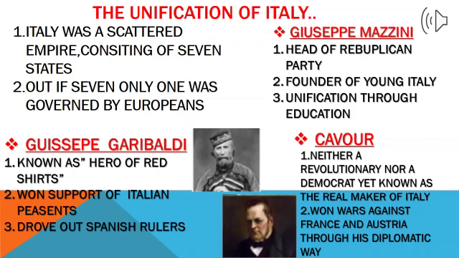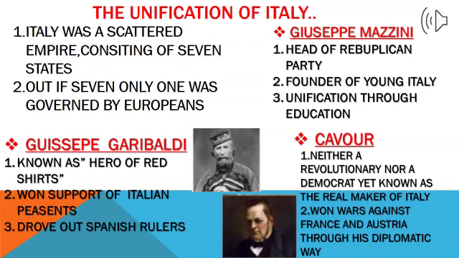So, the requirement of unification of Italy was important. The unification process was led by three revolutionaries, Giuseppe Mazzini, Giuseppe Garibaldi, and Cavour. These were the three strong revolutionaries who had put their effort into the unification of Italy.